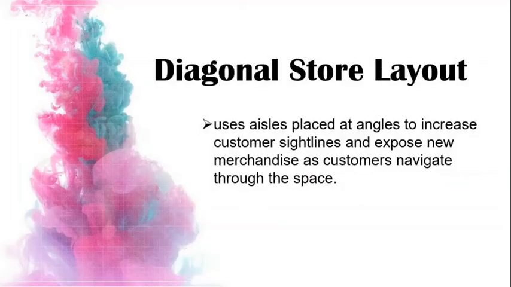So next is the diagonal store layout. Diagonal store layout uses aisles placed at angles to increase customer sight lines and expose new merchandise as customers navigate through the space. A variation of grid layout, the design hubs guide customers to the checkout area. So small stores can benefit from this space management option, and it is excellent for self-service retailers because it invites more movement and better customer circulation.